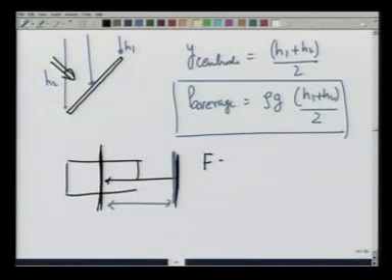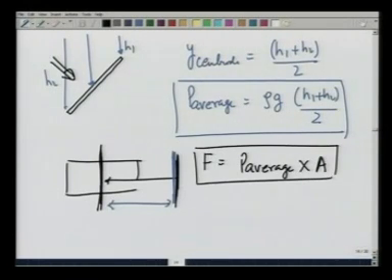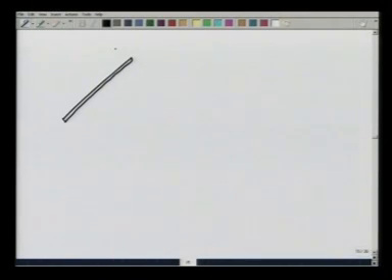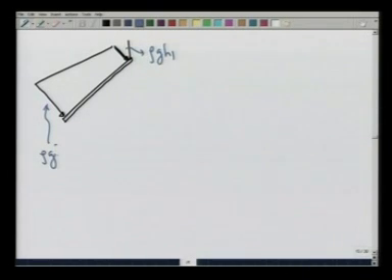So, net force F is going to be P average times the area of the plate, and the question we want to answer is where does it act. For that, we look at the force distribution on the plate. So, this is the plate, and the way the force varies is it is trapezoidal. Here it is rho g h1, at this point it is rho g h2, and somewhere in the middle it acts. So, loading is like this.